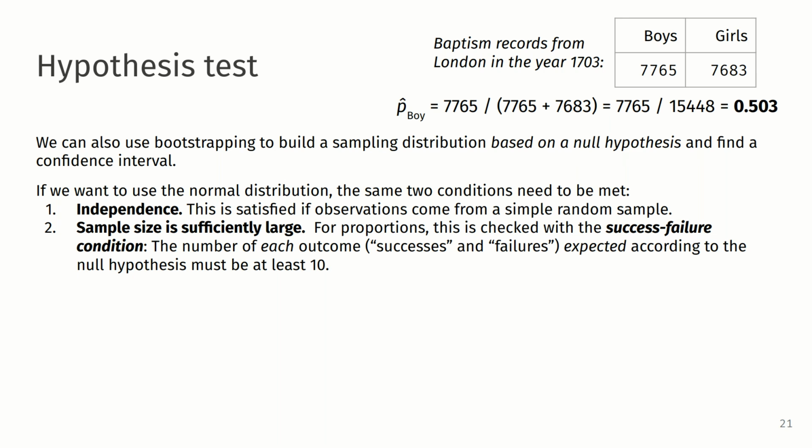The conditions for using the normal distribution to approximate the outcome of that are the same as for confidence intervals. So again, we have to have independence. Our observations all need to be independent of one another. This is usually the case if they come from a simple random sample. And also our sample size needs to be sufficiently large, which, for data like this, means that the count of outcomes in both categories needs to be at least 10.